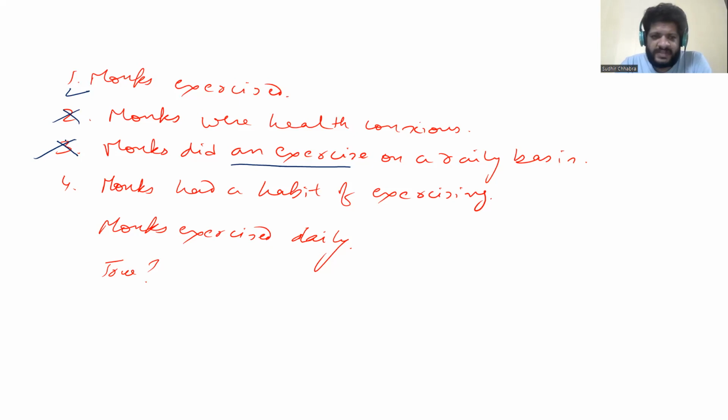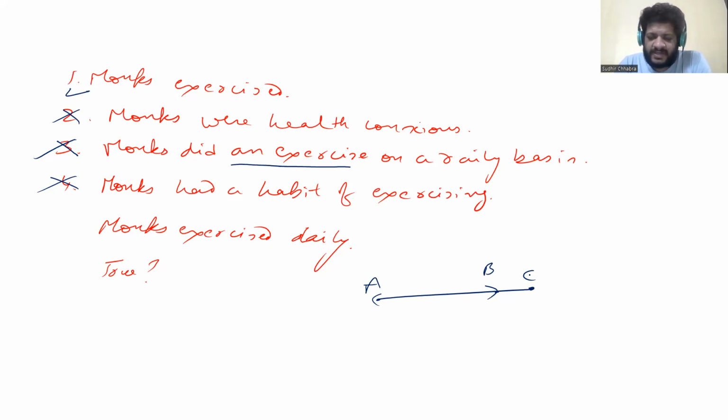So four is something that requires you to go beyond the passage a bit. So four can't be the answer. The answer is one. Now you would ask perhaps, where is the word daily? See, if from A to C something is true, then even a part of it is true. So even if I leave out the daily part, then "monks exercise" is going to remain true also, no? So that is fine. So the answer is "monks exercised."